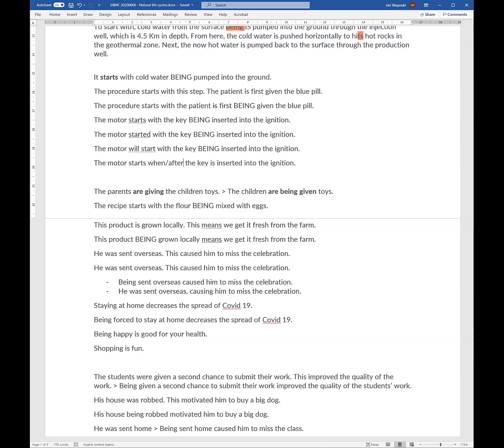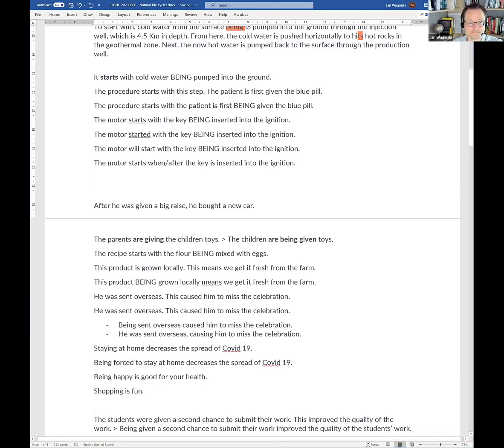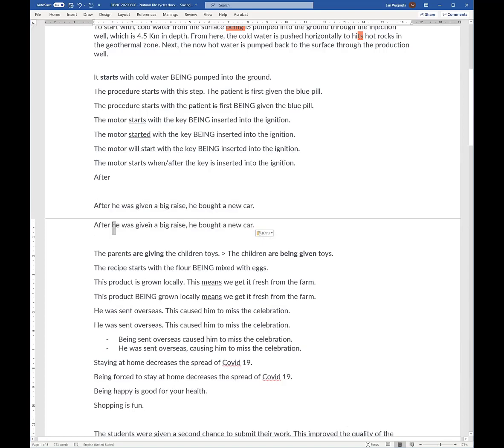If we put "after," I think we have two options. Either we can use a clause, the motor starts after the key is inserted, or the motor starts after "-ing." When we use "after" or "before," the second part of the sentence is either a clause or sometimes "-ing." After inserting the key into the engine, the motor starts. Good.